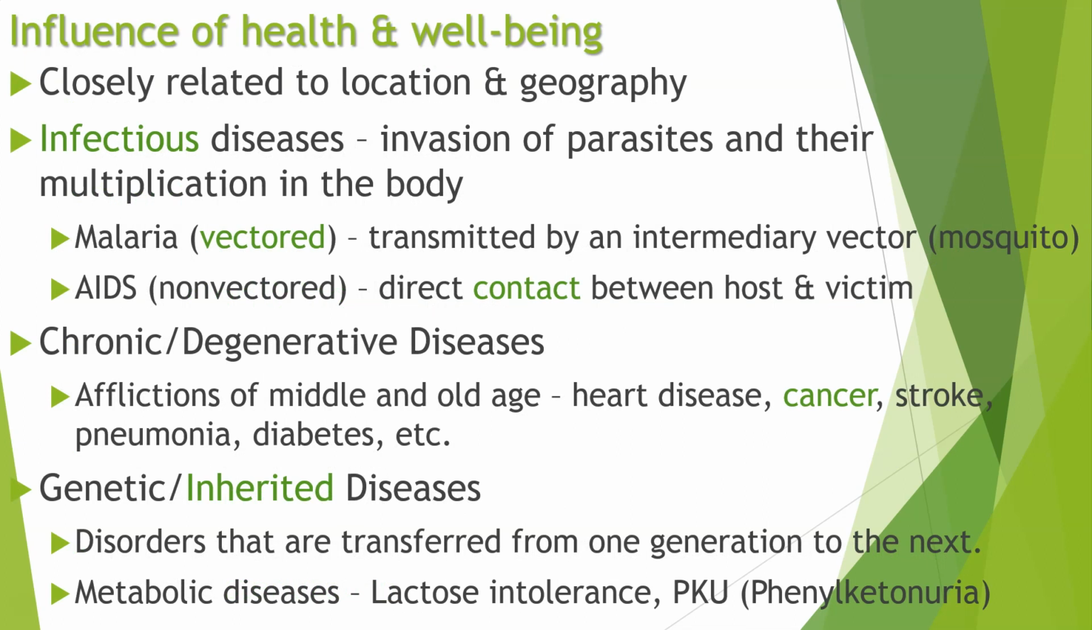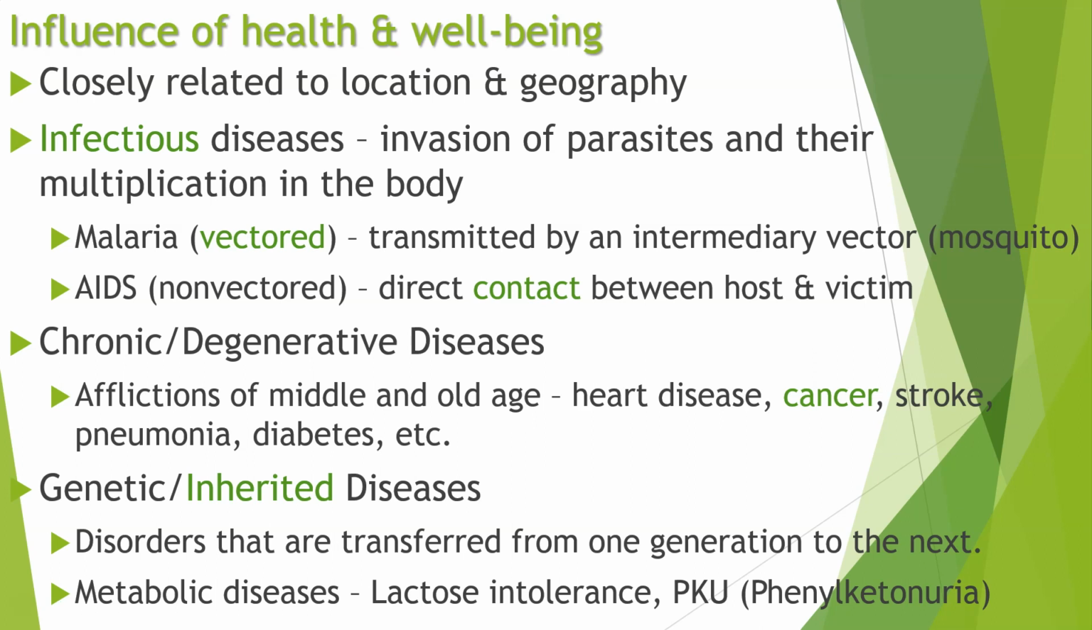All right, influence of health and well-being, closely related to the location and the geography of the state. Infectious diseases have an impact on health and well-being as well. The invasion of parasites and how they multiply in the body. We didn't talk a lot about vectored and non-vectored, but this pretty much makes sense. Malaria is a vector disease that is transmitted by an intermediary vector, in this case the mosquito, so that's going to be dependent upon geography. AIDS, a non-vectored disease, comes from direct contact between the host and the victim.